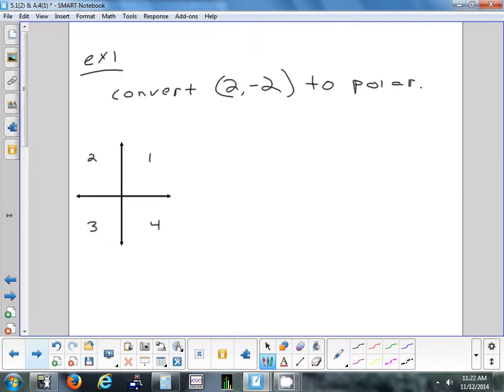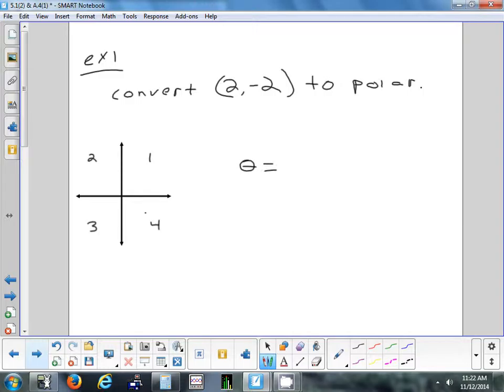All right, so let's try this one. Convert (2, -2) to polar. Before I really start doing any arithmetic, what do I have to determine first? I have to determine what quadrant it's in. Okay, so we're going right 2, down 2. Doesn't have to be an exact sketch. I just need the quadrant. It's quadrant 4. Okay, so let's start with theta.